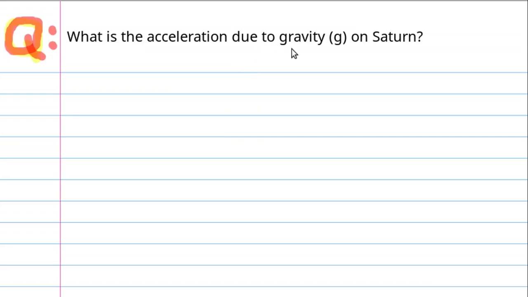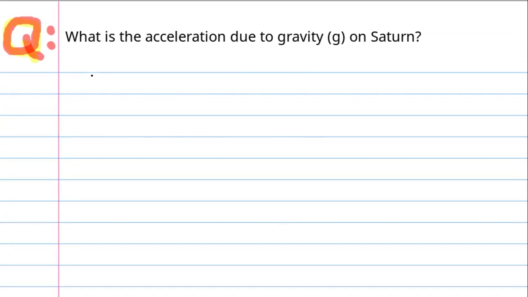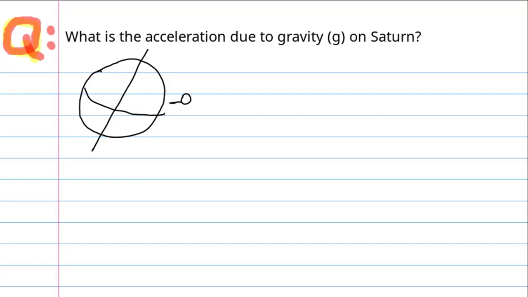What is the acceleration due to gravity g on Saturn? Consider a planet. Let's say this is Earth, and a person is standing on the Earth. Okay, so this is the person standing.